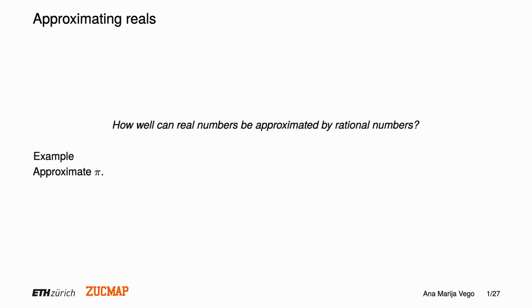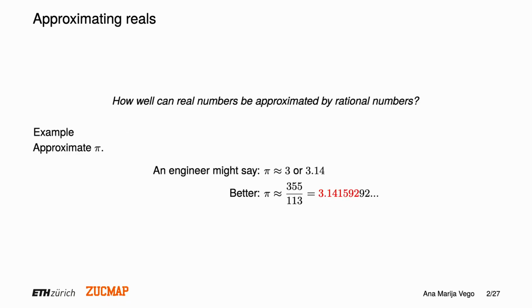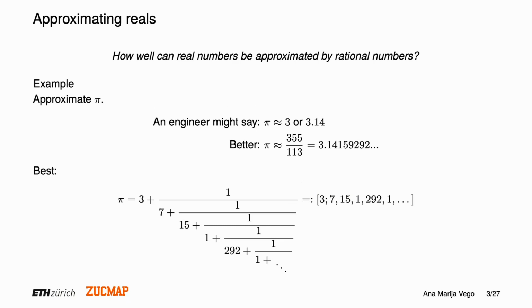So how well can a real number be approximated by a rational one? For example, let's say I ask you to approximate pi. Maybe somebody would say it's 3.14 or 3, which is quite sad. Maybe a bit better approximation would be 355 over 113, which sounds a bit random at first, but I will explain how I got this number. But this is still not good enough. I mean, we get a few more digits, but it's not good enough.